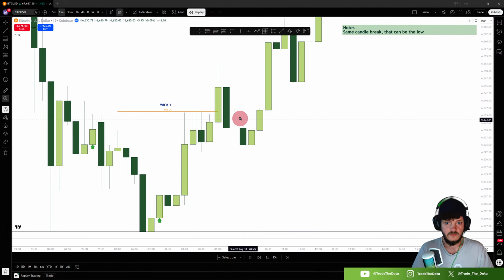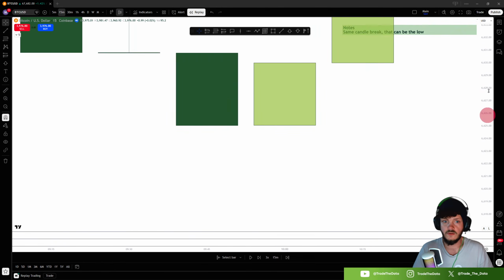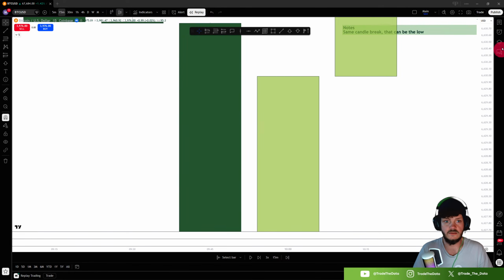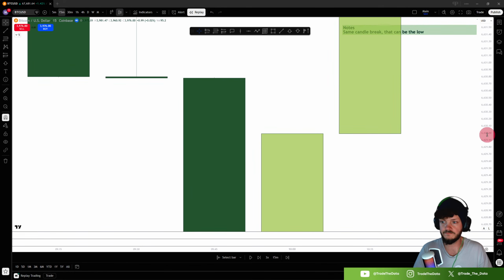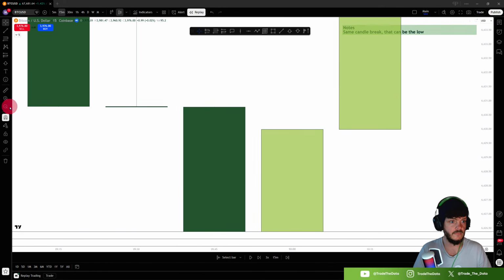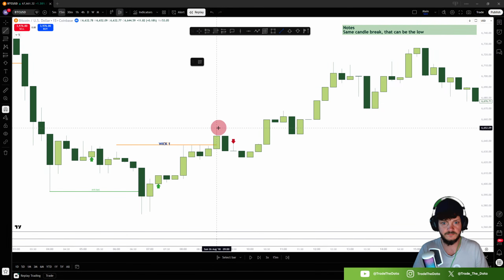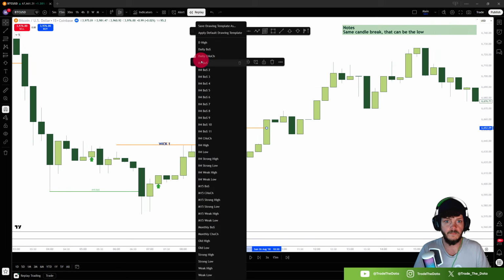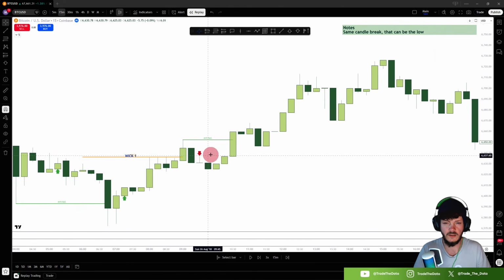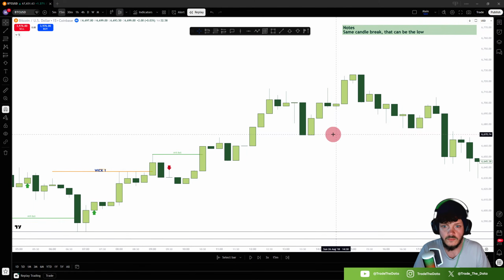Is that going to be a low? It is. Cool, so we got a second one there. So that's our trigger. That's the low. No wicks. We are good. Goes up, goes up, goes up, goes up. Wow.